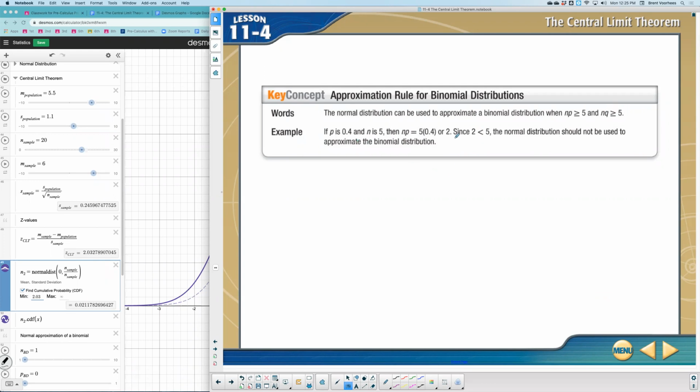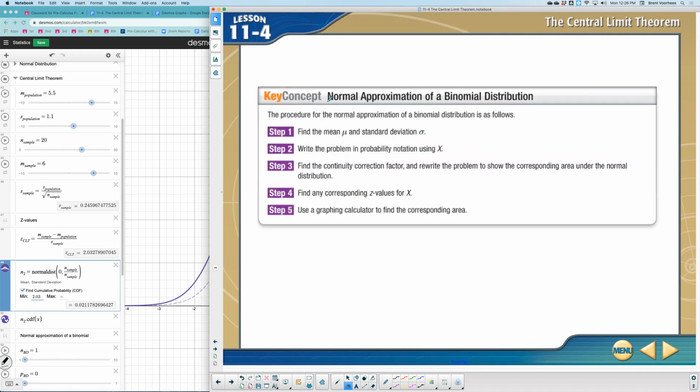So it gives you an example here. If the probability is 0.4 and we have 5 samples, if you multiply those, you get 2. Since 2 is less than 5, you could not use the normal distribution to approximate this binomial distribution.